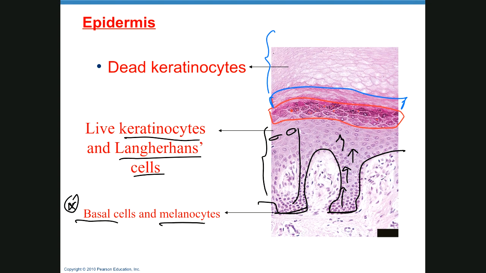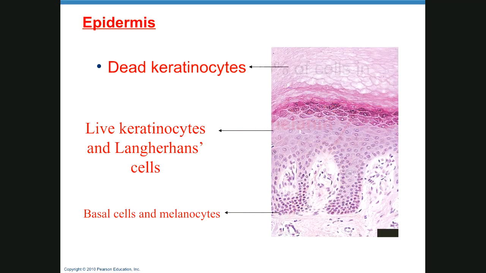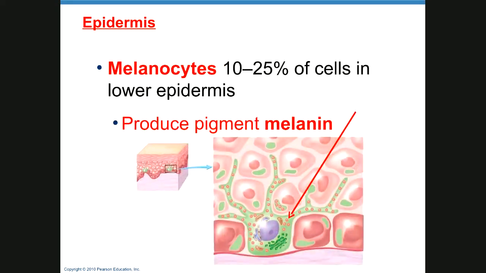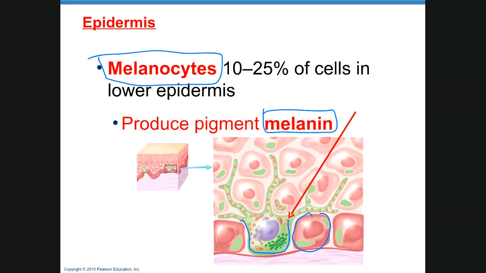Okay, so again, back to melanocytes. We're going to spend a little bit of time talking about melanocytes later on, but melanocytes are found in the lowest layer together with basal cells. So this will be a basal cell. This funny looking cell is going to be the melanocyte. The melanocyte produces a pigment called melanin. It is a brown pigment. About 10 to 25% of the cells in the lower epidermis are going to be melanocytes.